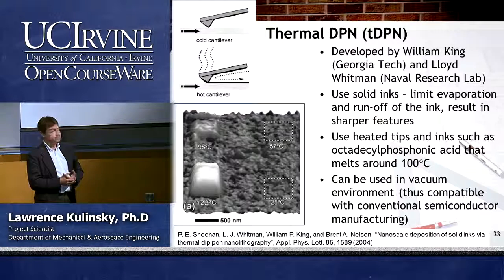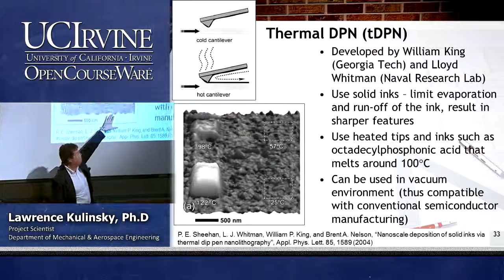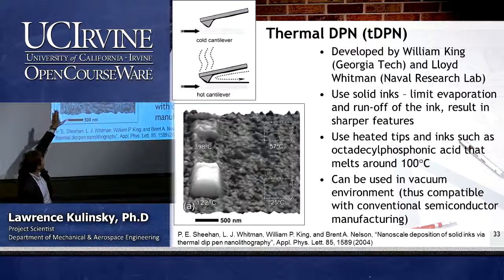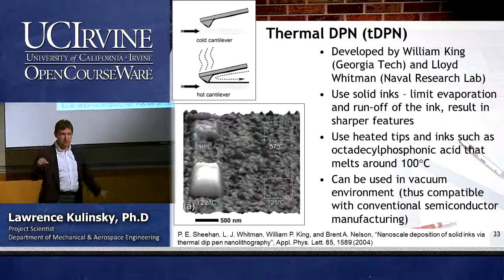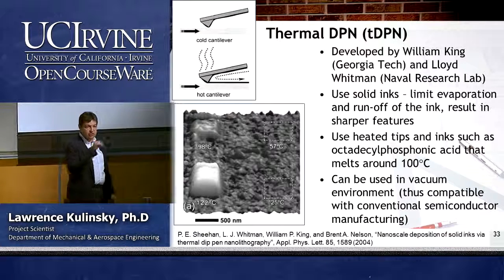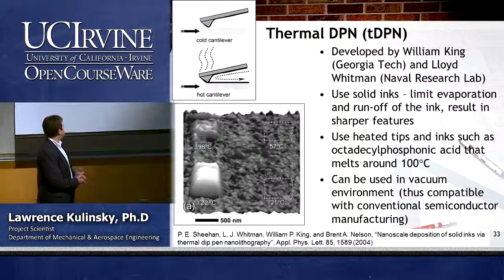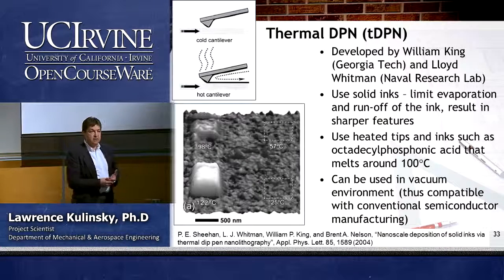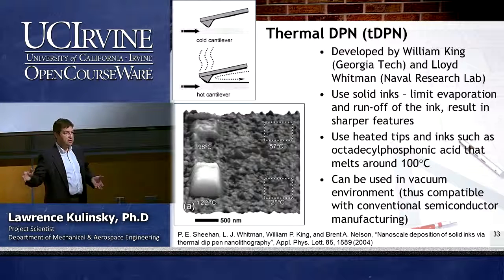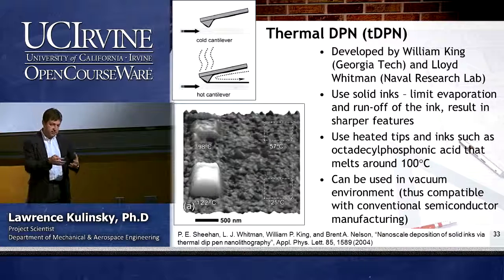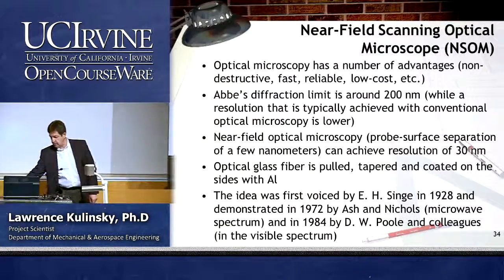You can avoid evaporation. Here you have a picture: at 25 degrees C, you don't have any ink. At 57 degrees C, no ink at all. At about 98, you have a little bit. And at 122, the melting point is 100, so at 122 degrees you have a lot. So you can actually pattern your lines when you want, when you heat up the tip. Using thermal DPN, you can also use it in the same environment as conventional semiconductor processing, which has a lot of exposure to vacuum. So with this technique, you can have it in vacuum as well, if you want.